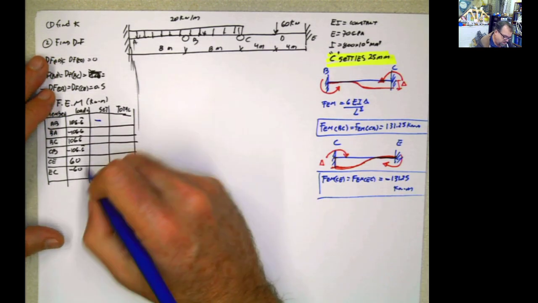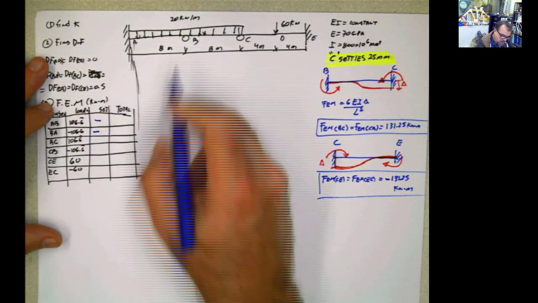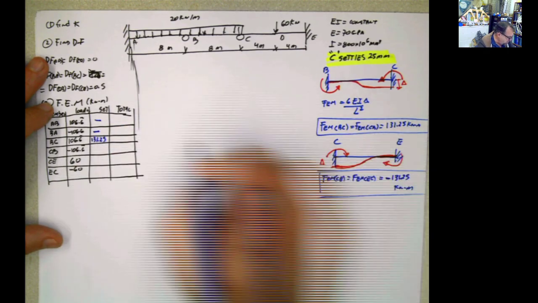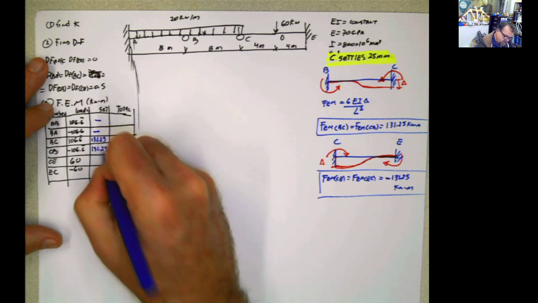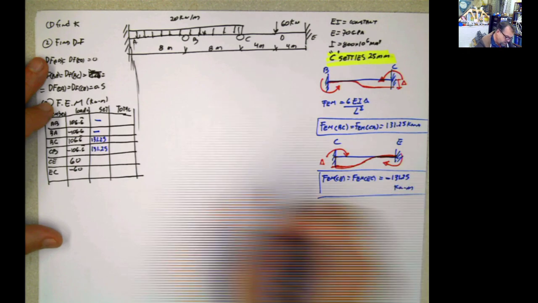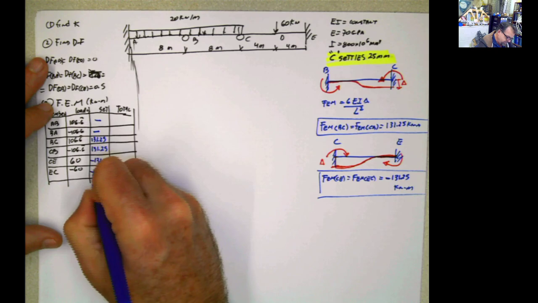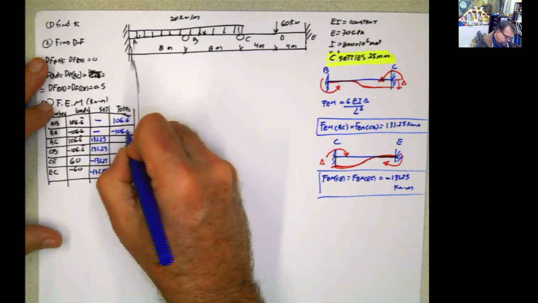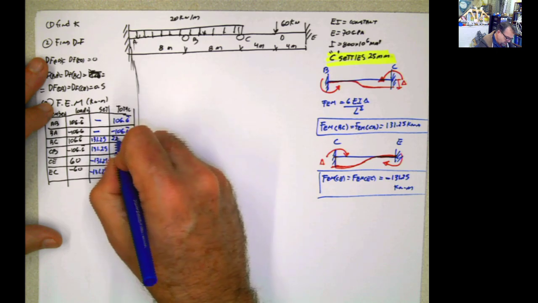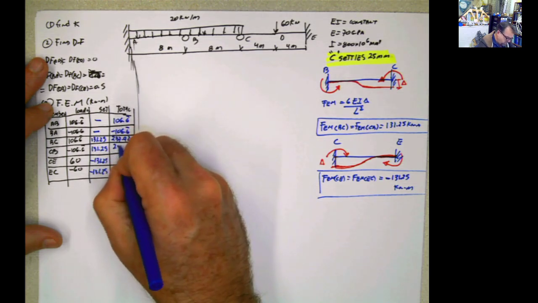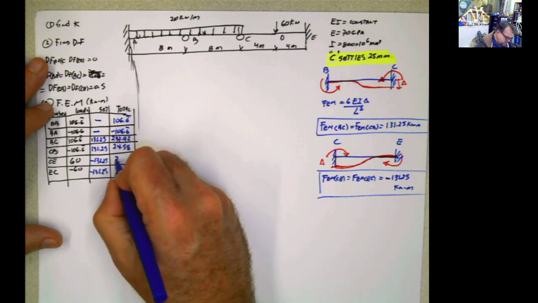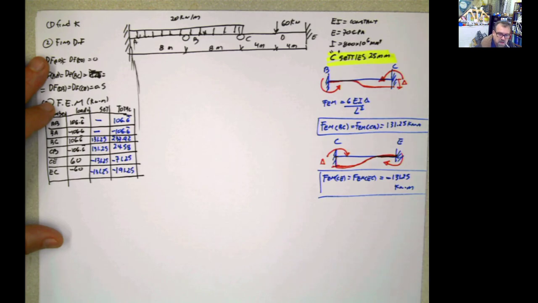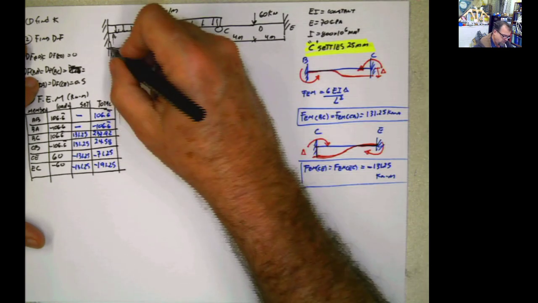Here, the settlement is not doing anything to AB or BA, nothing whatsoever. However, for BC, we have this value, 131.25. CB is the same value, 131.25. Now, for CE and EC, I have negative 131.25. And that gives us some totals here: 237.92, 24.58, 71.25, and -191.25. And now we're ready to start our balancing, unbalancing, locking, unlocking process.